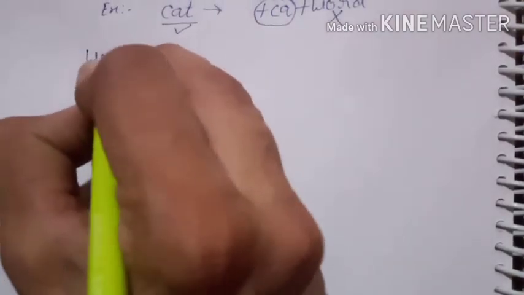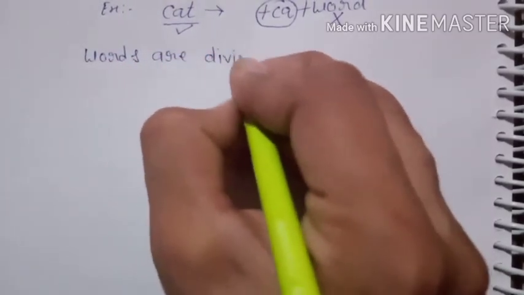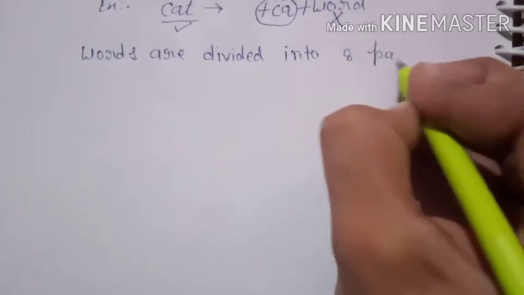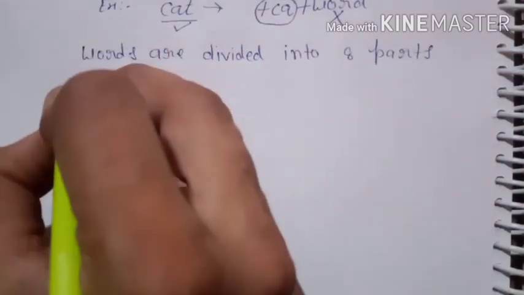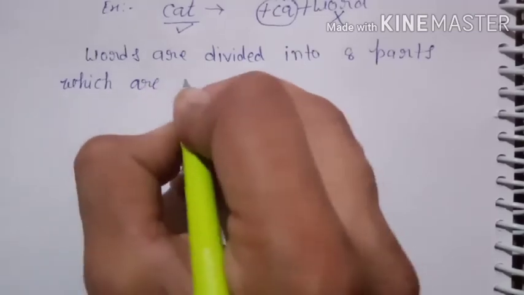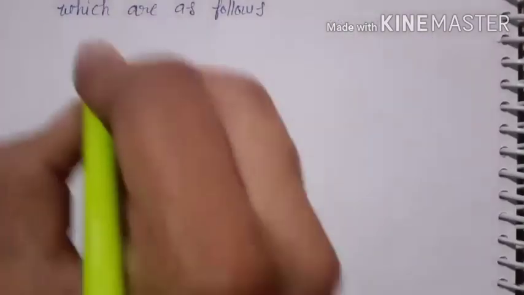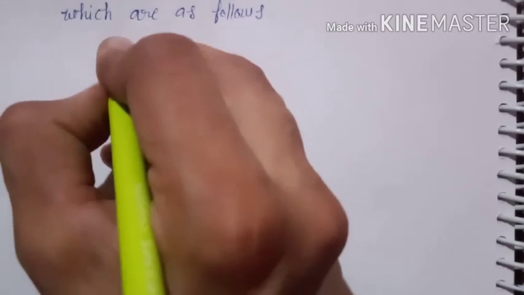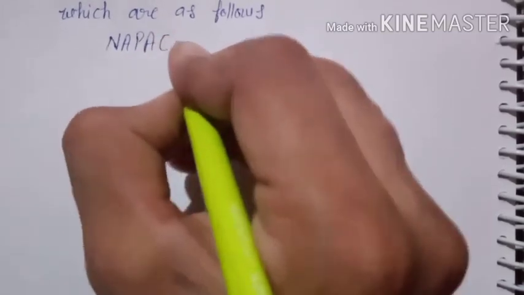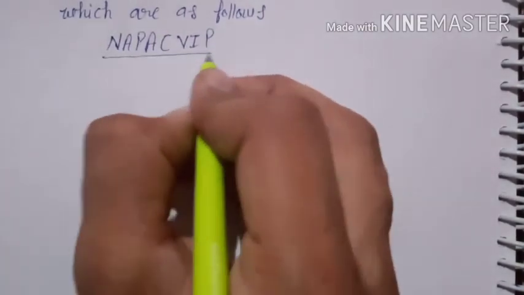Words are divided into 8 parts, which are as follows: na, pak, VIP. It is a trick to learn this.